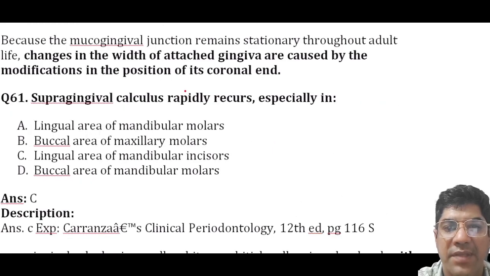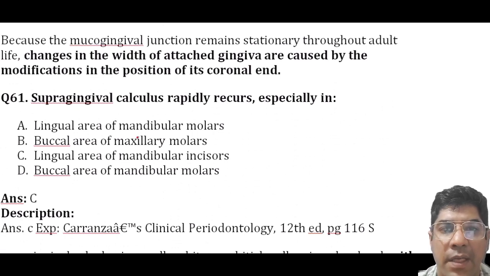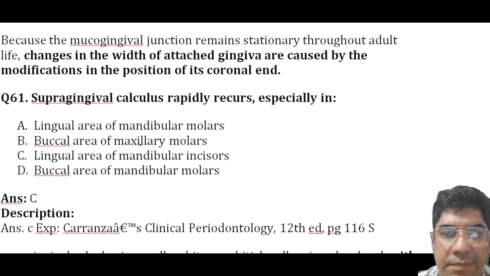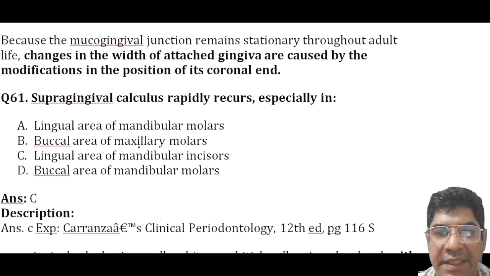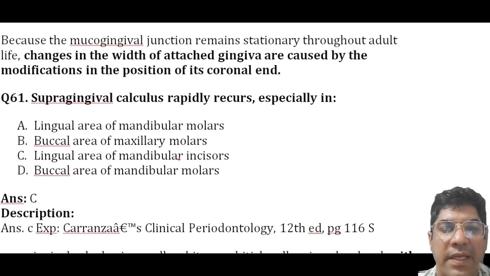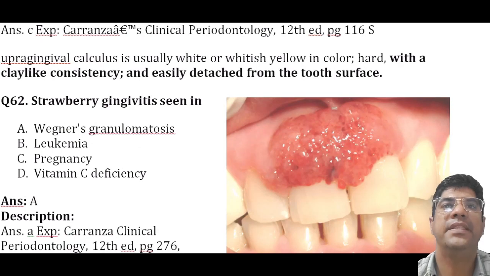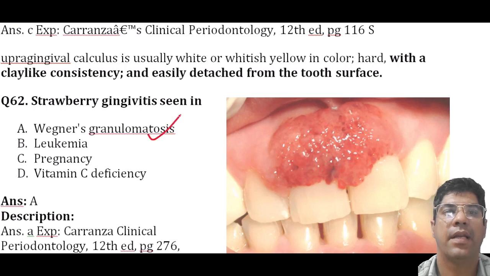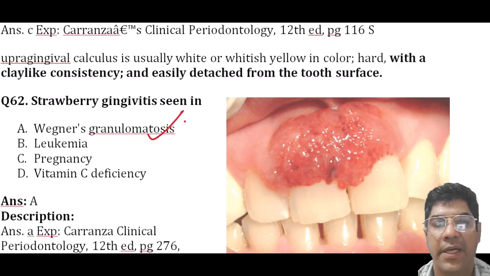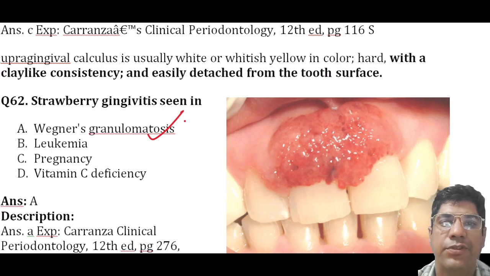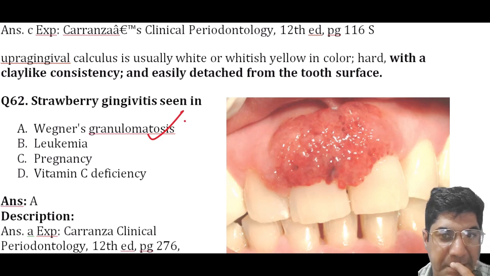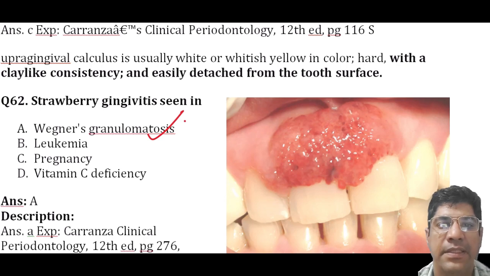Supragingival calculus rapidly occurs in the lingual area of the mandibular incisors. Supragingival calculus is white or whitish yellow in color and has a clay-like consistency. Strawberry gingivitis is seen in Wegener granulomatosis. Wegener granulomatosis can present with the classic strawberry gum appearance, characterized by enlarged and inflamed gingival tissue.